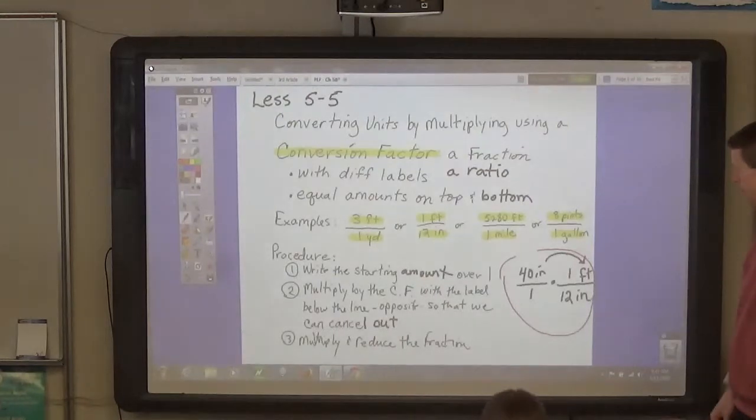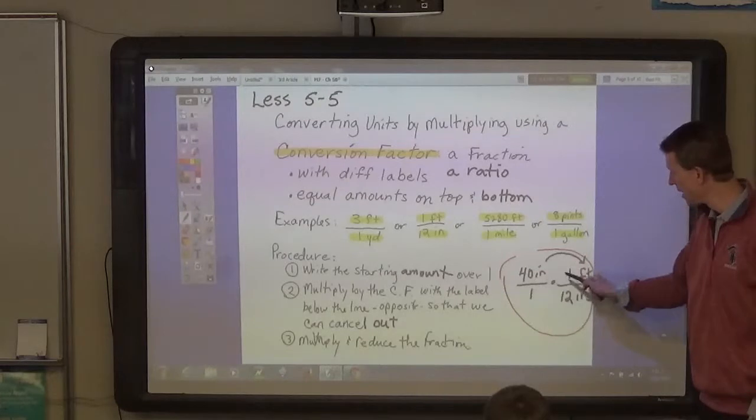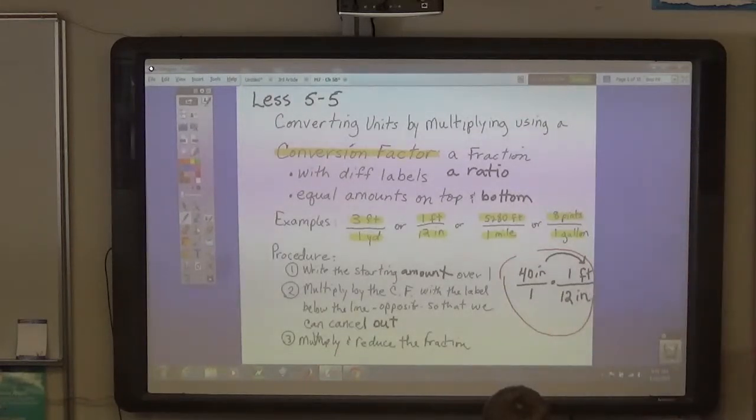Okay? Now, how do you multiply this? 40 inches over 1 times 1 over 12. How do you multiply that? Luke?